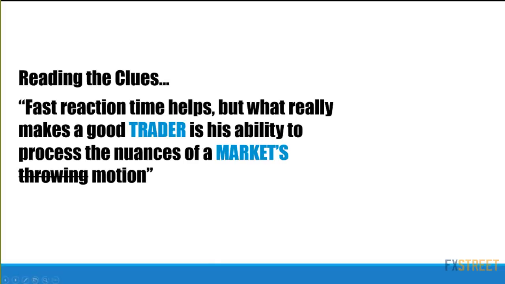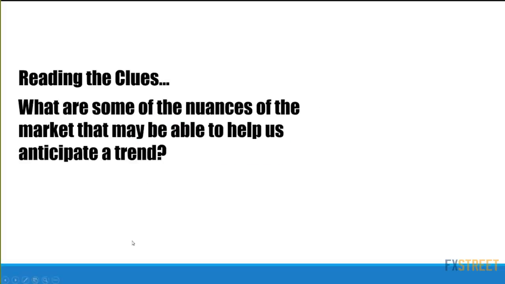So we, as traders, as we get more and more experienced, can actually start to react to what we see in the market and what we've become accustomed to in the market from things like price action. And for me, it includes the tools applied to the price action. So what are some of the nuances of the market that may be able to help us anticipate a trend that's fast directional, tends to go further than we expect?